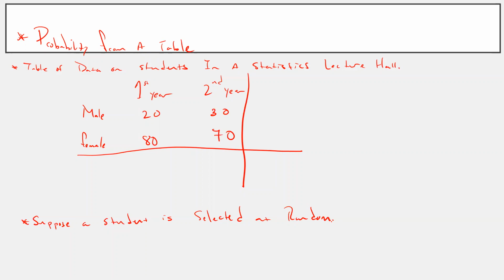All right, so there were 50 male students in this class, and there were 80 and 70. There were 150 female students. And it looks like there were 100 first year students and also 100 second year students. And it looks like there were a total of 200 students, okay? When I ask you these questions, you have to pay very close attention to the wording here, okay?